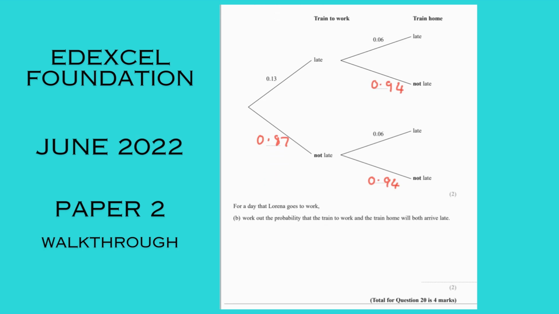Probability that both arrive late. So that's the late branch and the late branch. Don't forget, it's always multiply. So we're needing 0.13 times 0.06. On your calcs, again, easy to make a mistake here. It's 2 zeros, 7, 8.